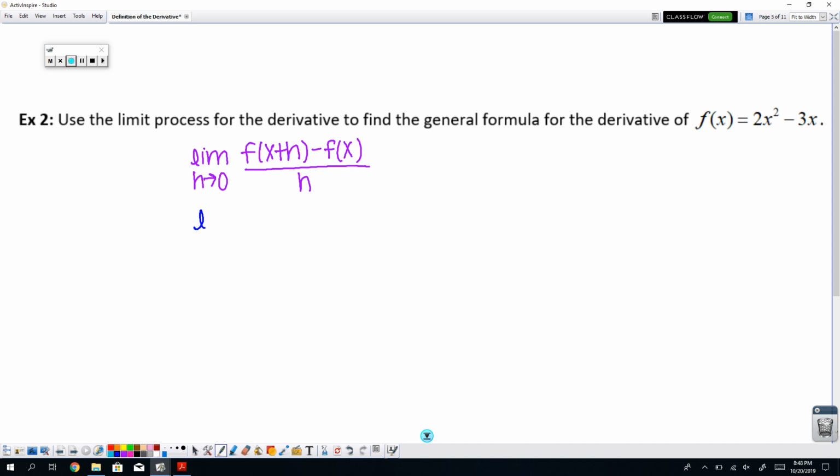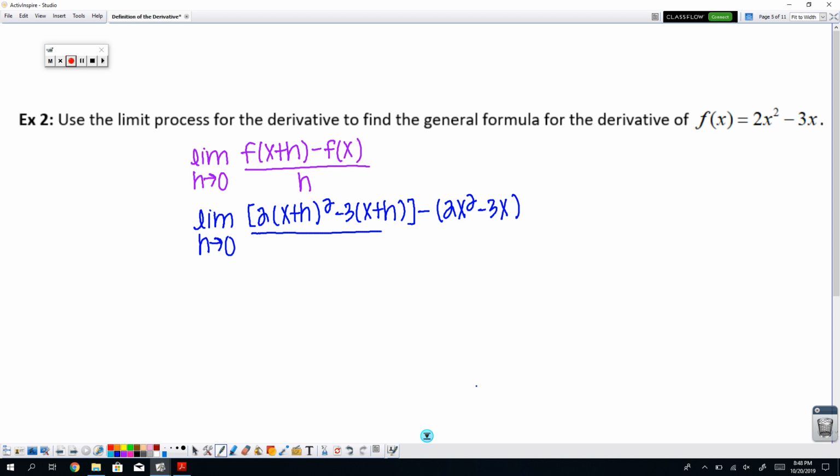So, the limit as h approaches 0 of, and I'm going to put brackets around it, 2 times x plus h squared minus 3 times x plus h minus 2x squared minus 3x. Okay? All over h. So now it's all just algebra up top. So you need to go through and FOIL out x plus h squared, and then distribute, and then combine like terms. Which seems like it should be pretty simple, but we can make a lot of mistakes in the process.